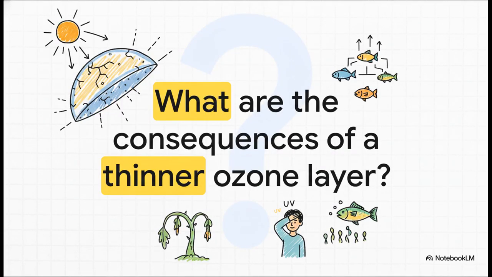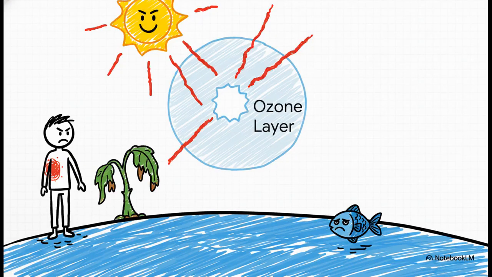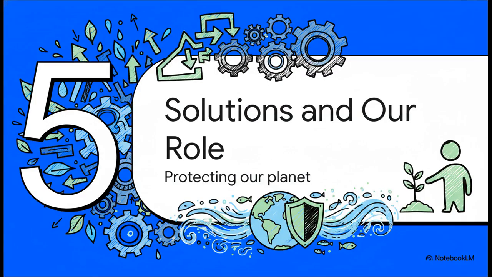So why should we be concerned about this? What happens if this protective shield gets weaker? The biggest danger is to our health. More UV radiation reaching Earth is a direct cause of problems like skin cancer in humans and also harms other living organisms. Now for the good news.